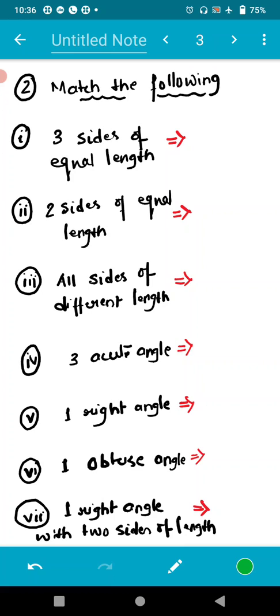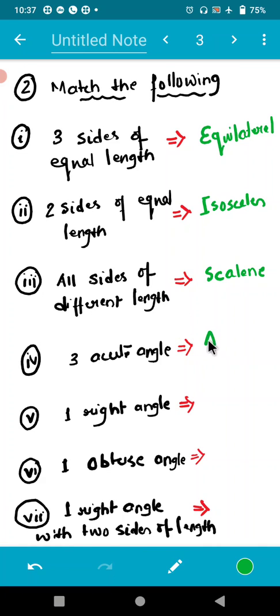Okay. Now what is there in the first question? We have 3 sides of equivalence. 3 sides of equivalence means it would be equilateral. So we'll write equilateral. Now 2 sides of equal length. That means whatever triangle, it would be isosceles triangle. Isosceles. Now all sides of different lengths, so it would be scalene. Now what about 3 acute angle? So it would be acute angled.